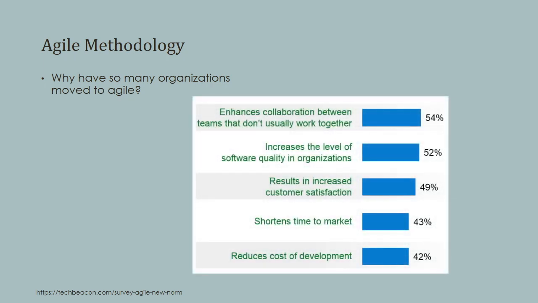Based on a study conducted by John Jeremiah, a technology evangelist from HPE, he found out the reasons behind why organizations are moving to Agile. 54% say it's because it enhances the collaboration between teams, 52% say that it increases the software quality, and 49% say that it increases customer satisfaction.